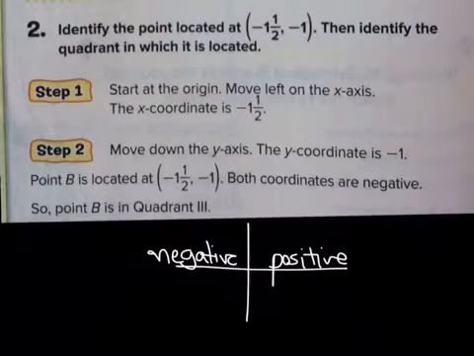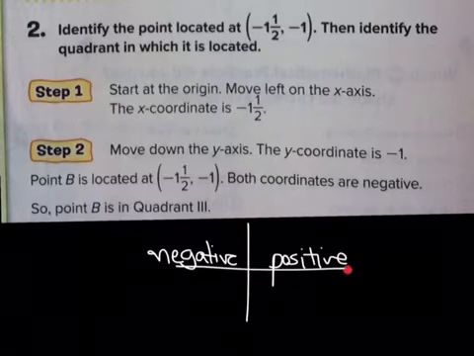Okay, let's see number 2. For example 2, I want you to remember the coordinate plane that when we go to the right, it's positive, when we go to the left, it's negative, but then also when we go up, it's positive, and down is negative. I think it's easier for you to remember that up is positive and down is negative than it is to remember the right and left. But regardless, identify the point located at negative 1.5, negative 1. Then identify the quadrant in which it is located.